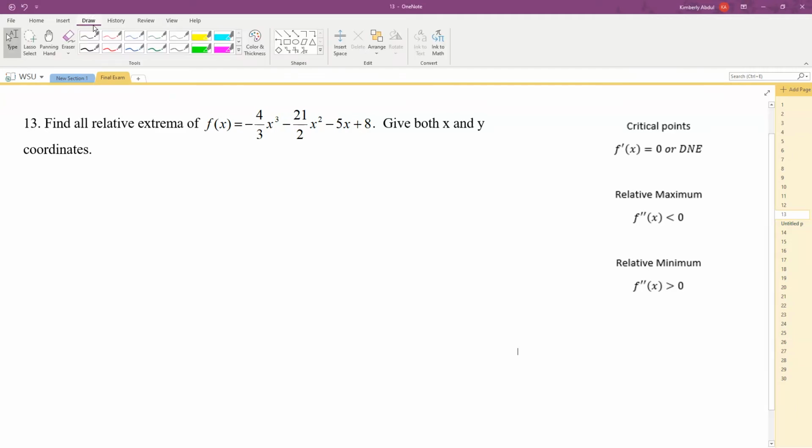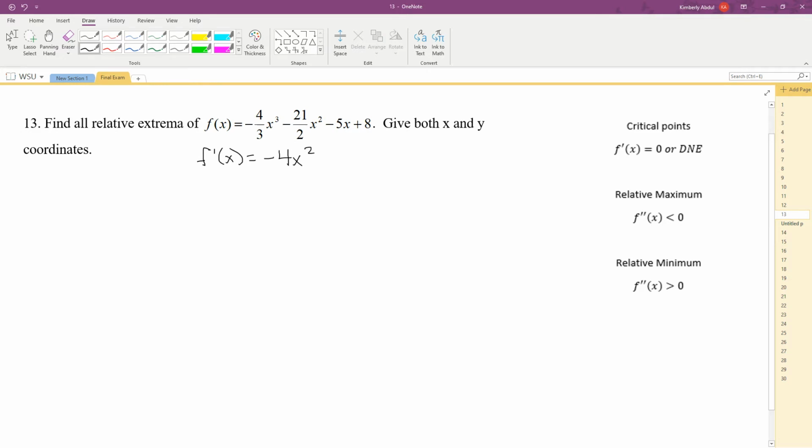All right, to find the relative extrema, we need to take the first and second derivatives. So I'm going to do that first. So here we go. For the first derivative, I'm going to take the exponent, 3, and multiply it by the coefficient. So negative 4/3 times 3 is negative 4x. And then I'm going to reduce this exponent by 1. So I'm going to get squared.